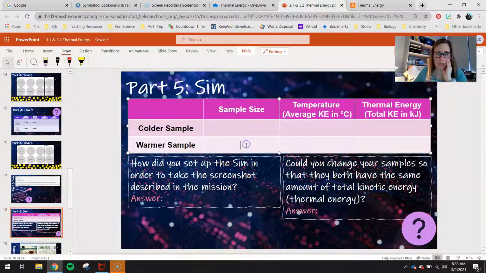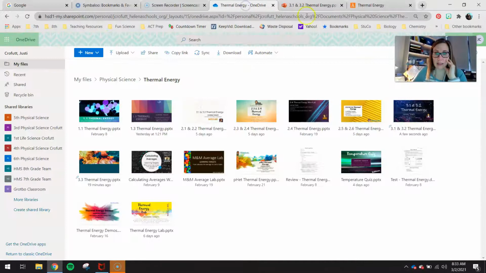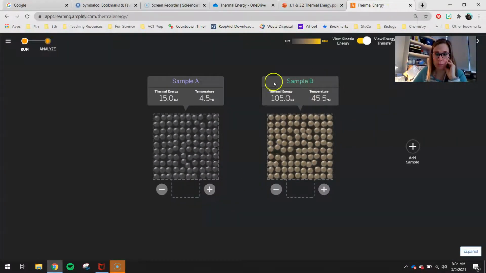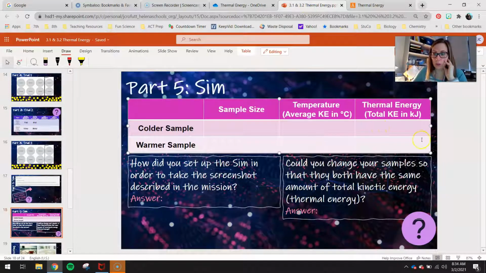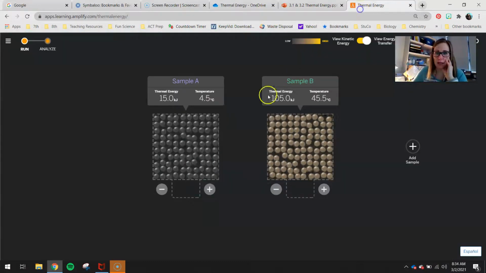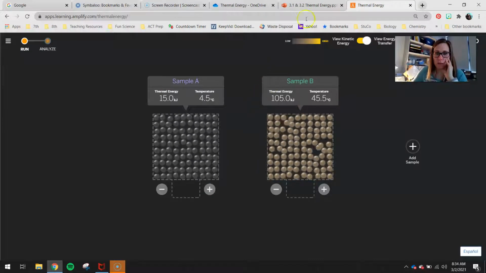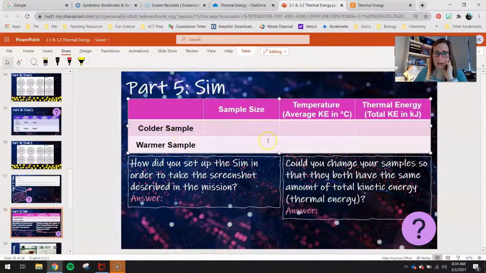So what was your sample size? Did you do small, medium, or large? So was your colder one small, medium, or large? Your warmer one small, medium, or large? What was your temperature? Again, you guys can get that right from here, temperature. And then what was your total thermal energy, or your total kinetic energy? And again, that comes from right here, okay? And again, you guys should have your colder sample has a lower temperature, but has the higher number for the thermal energy right here.